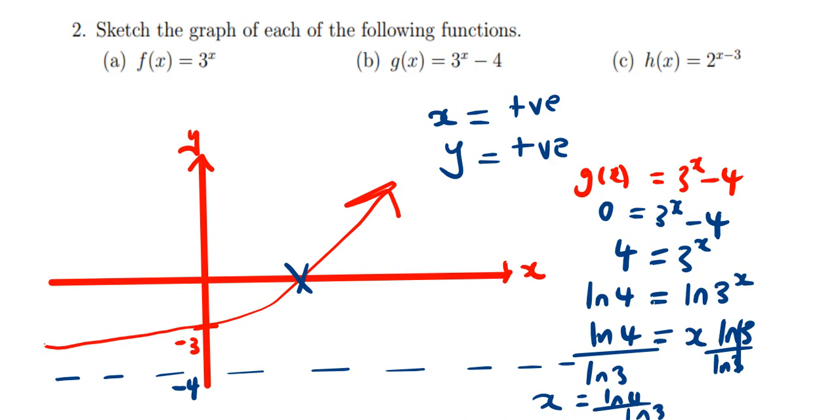You can leave it here provided you're not allowed to use a calculator. So natural log of 4 over natural log of 3. Now when I punch that on my calculator, what I'm getting is 1.26186, the same point. So that's how you're going to solve this one.